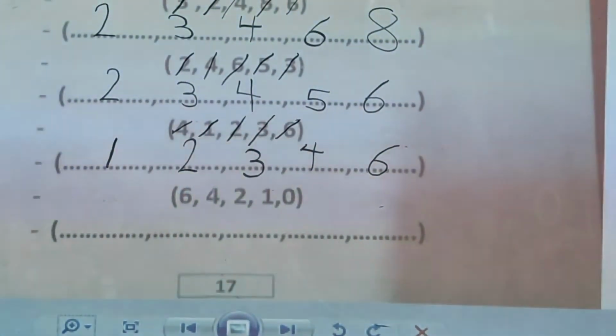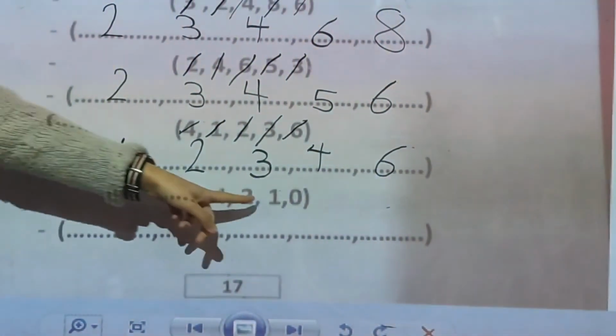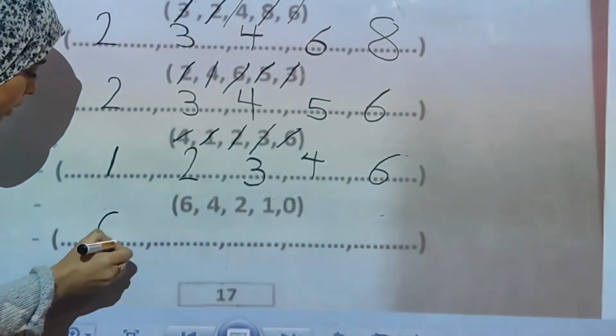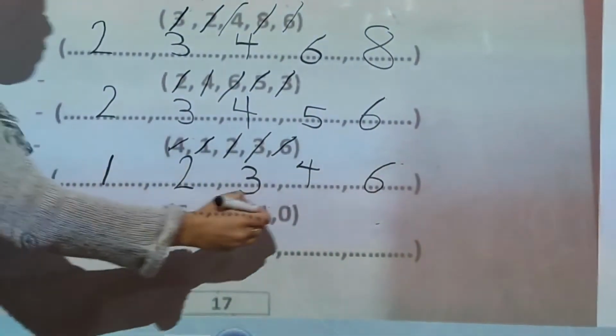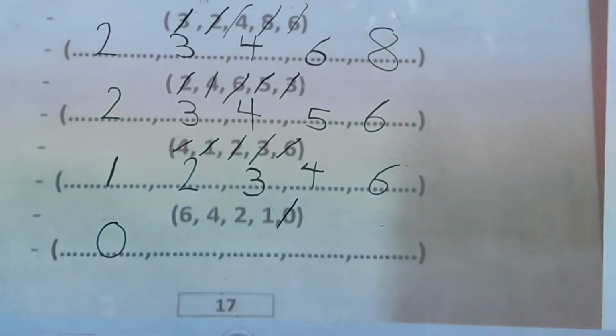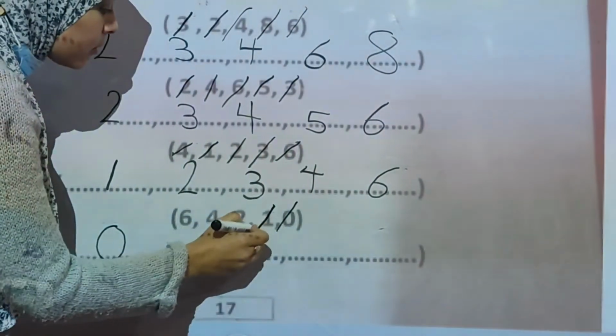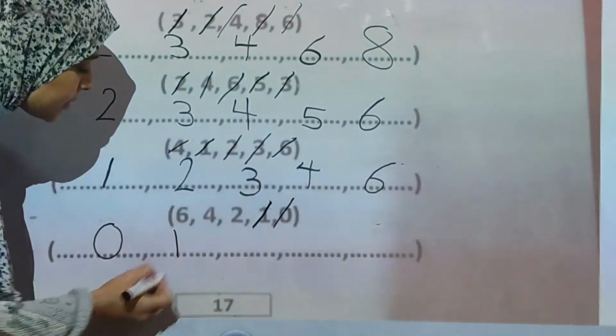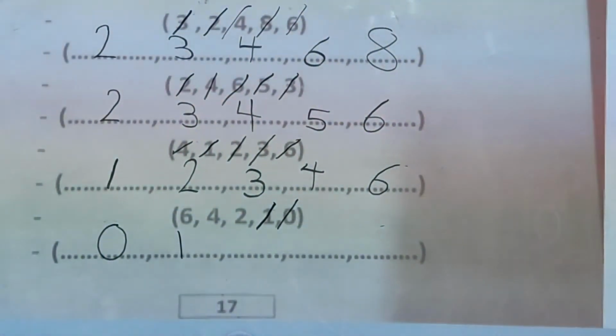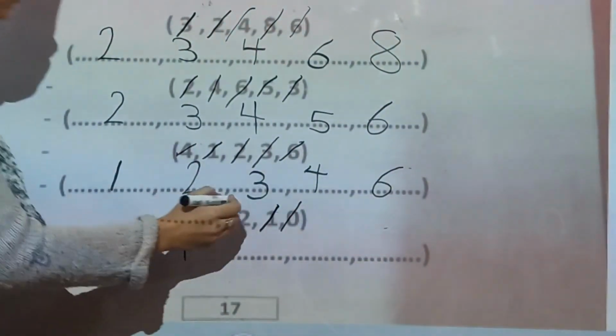Which is the smallest number? It's 1? No, 0. So we are going to write it here and cross 0. After 0, yes, number 1. Cross number 1, write it down. After number 1, number 2.